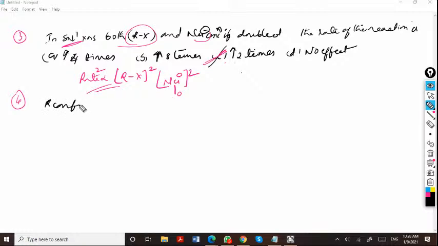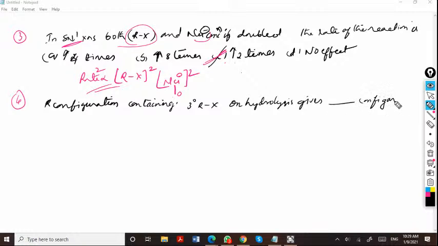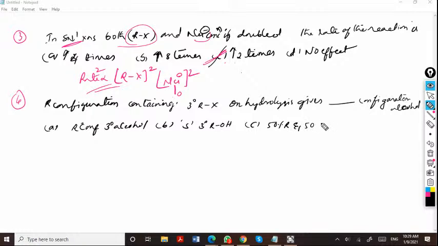R configuration containing tertiary alkyl halide on hydrolysis gives dash configuration alcohol. So option A, R configuration tertiary alcohol. Option B, S configuration tertiary alcohol. Option C, 50% R and 50% S configuration tertiary alcohol. Option D, none.